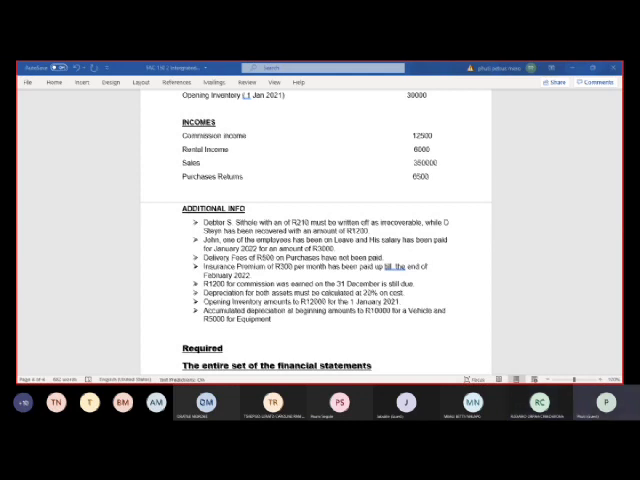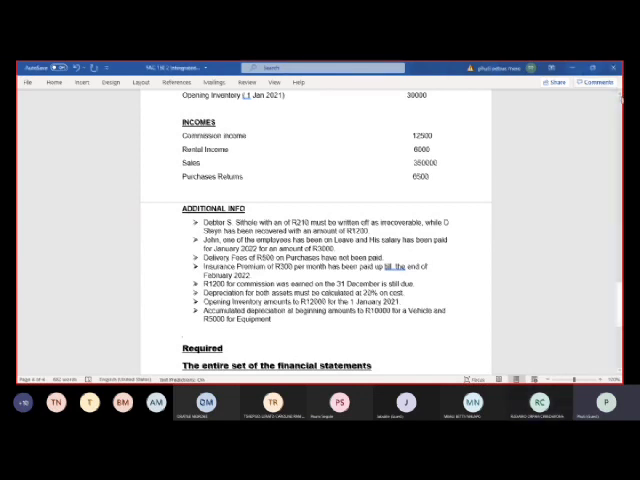Expenditure, as credit losses, or bad debts. In any word, we can say bad debts 210 rand. Thank you so much.